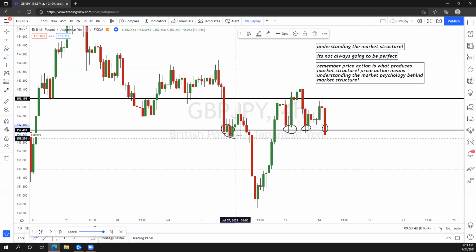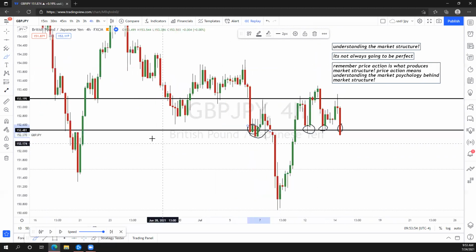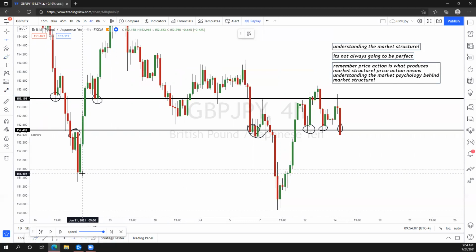Sometimes, like right here, it's a little bit funky. You can't really tell, but that's what I mean by learning how to read between the lines. You go way back here, you still see that touch, right? You still see this touch, this touch. So you see what I mean? Like all this stuff right here is market structure. You see the last line right here.